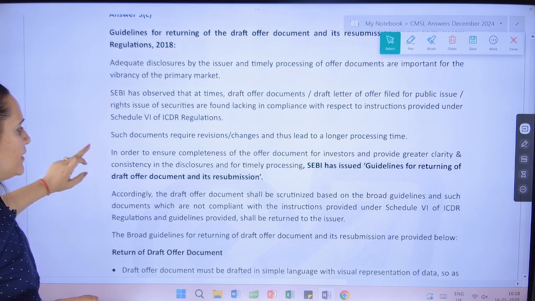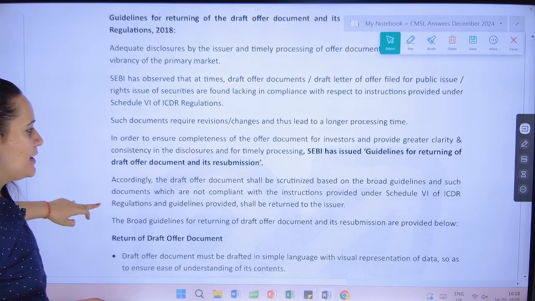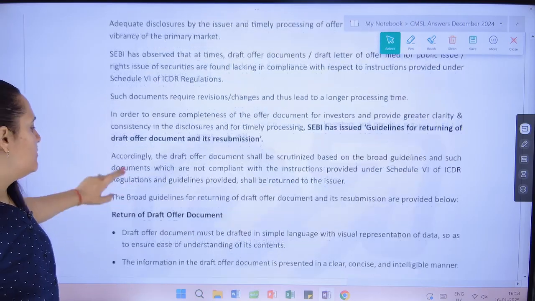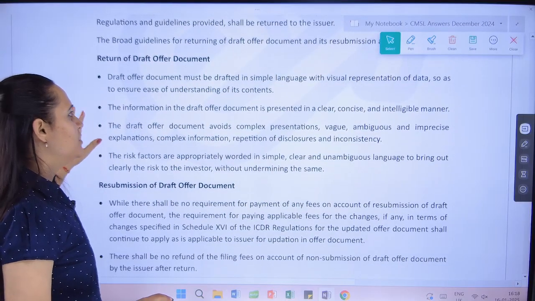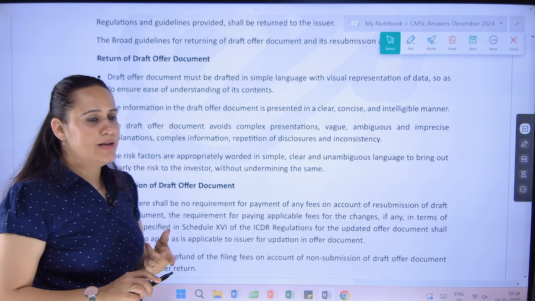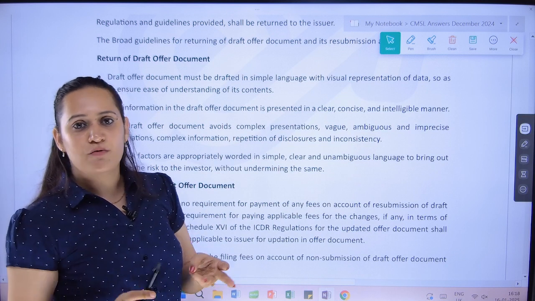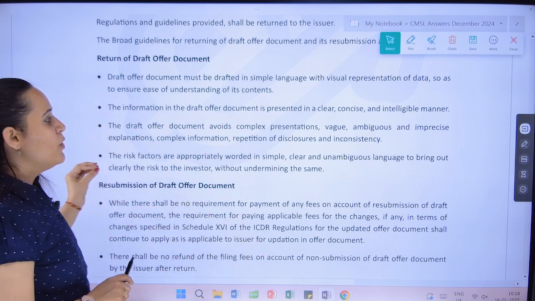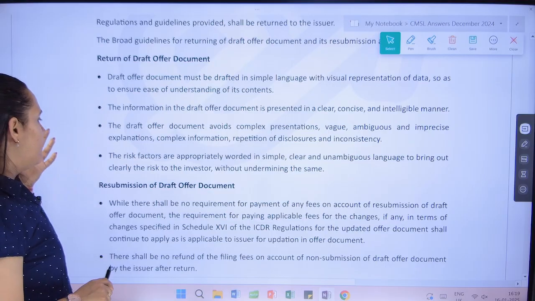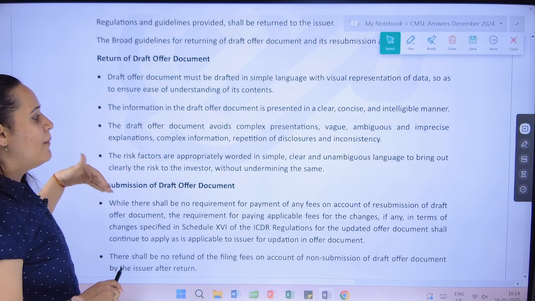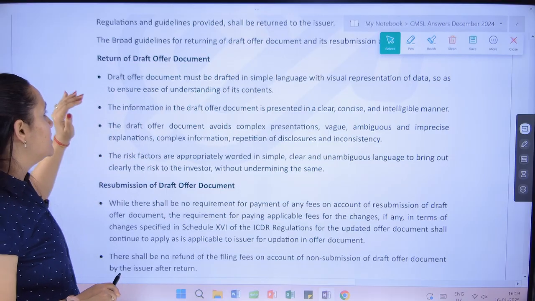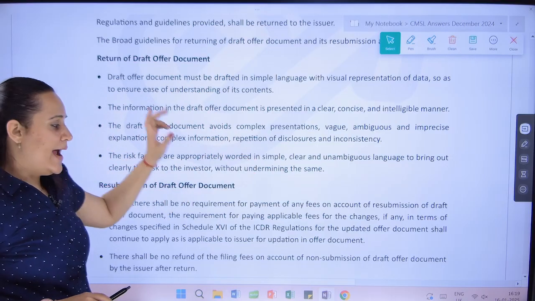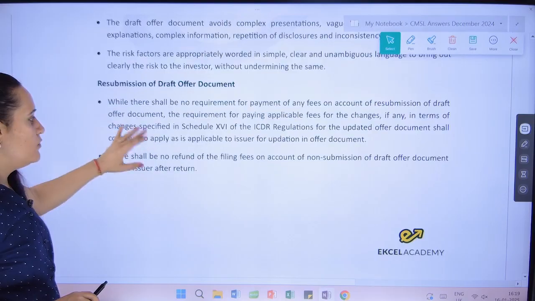Provisions are already provided for in the supplement material. I am not going to teach you all the concept, but the provision is again direct. Okay. Generally, what is the expectation? That the offer document should be in simple language, with a lot of visual representation, correct information, true information. At any point in time, if there is any kind of lacking information, we are going to send it back to you for resubmission. SEBI is going to send it back to you and ask you to resubmit the draft offer document.